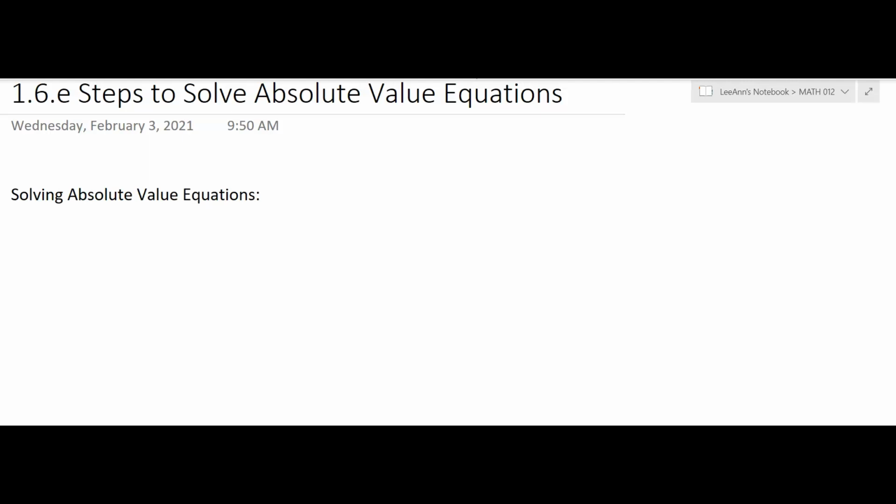Okay, so now we're going to look at solving absolute value equations. So let's give an example. Let's say you have the absolute value of x equals 6. Well, x could be 6, right? But x could also be negative 6. So you have to consider both the positive case and the negative case when we're doing these, okay?